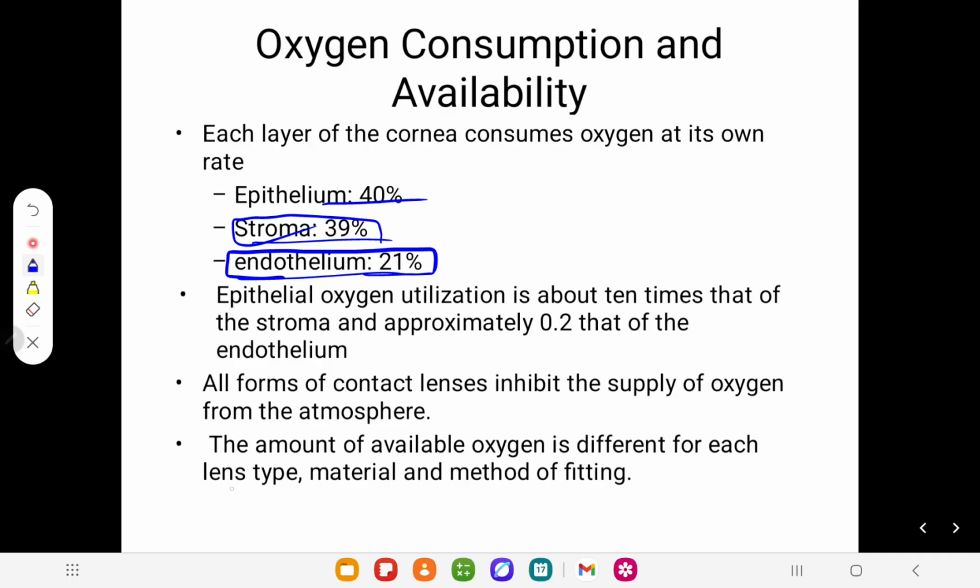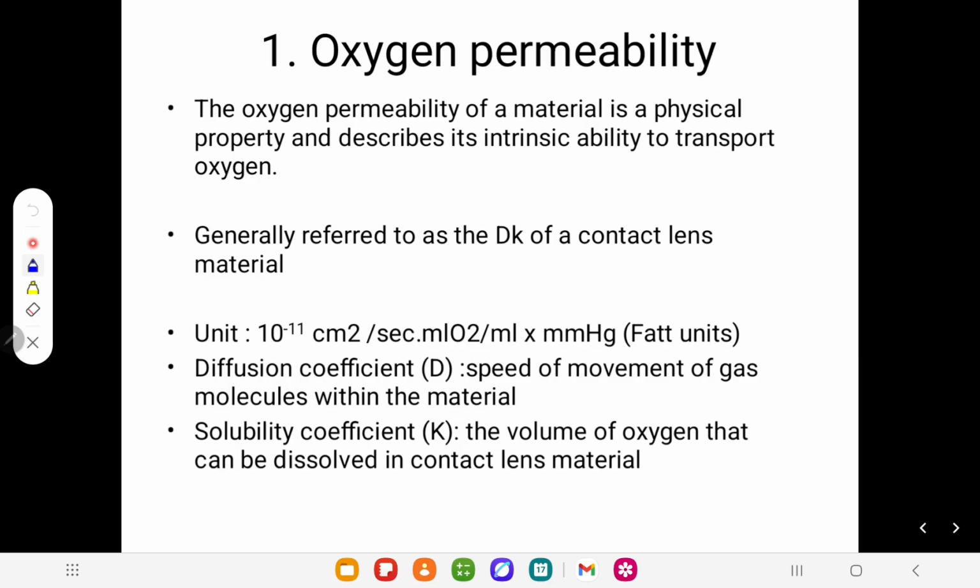So the availability of oxygen differs with each lens type, material, and method. We know it, isn't it? Lens type is definitely very important. The material, the method of fitting, yes, it's really important. Whether it is a tight contact lens or a loose contact lens, or whether there is a high vault scleral lens or a low vault scleral lens, it matters, isn't it? Yeah.